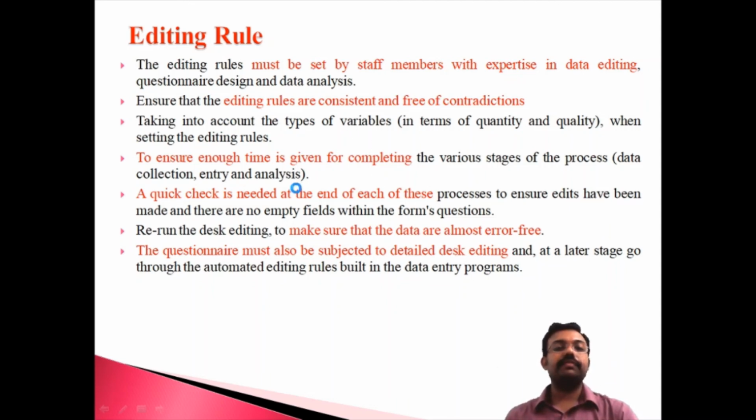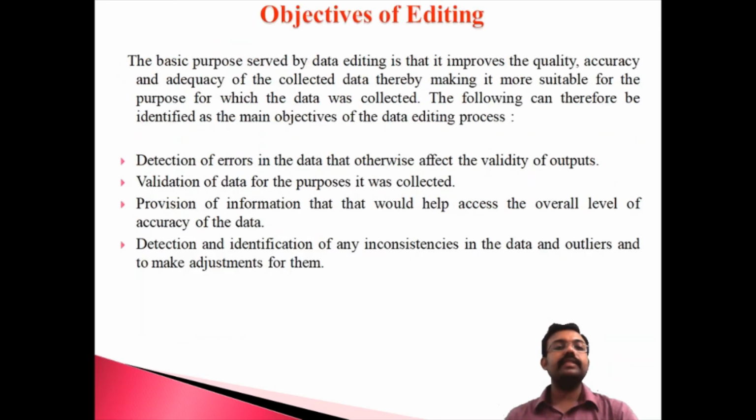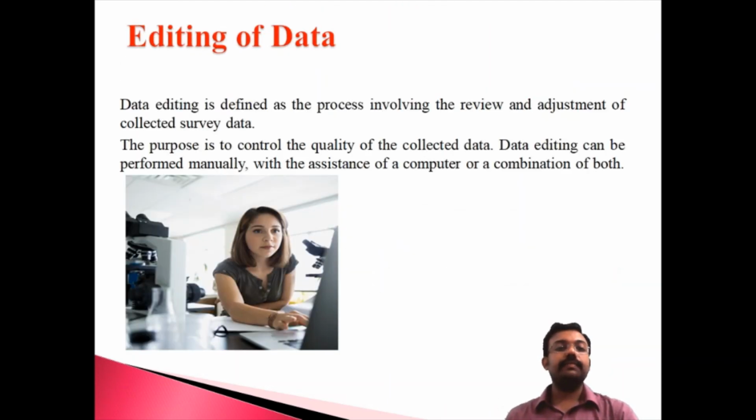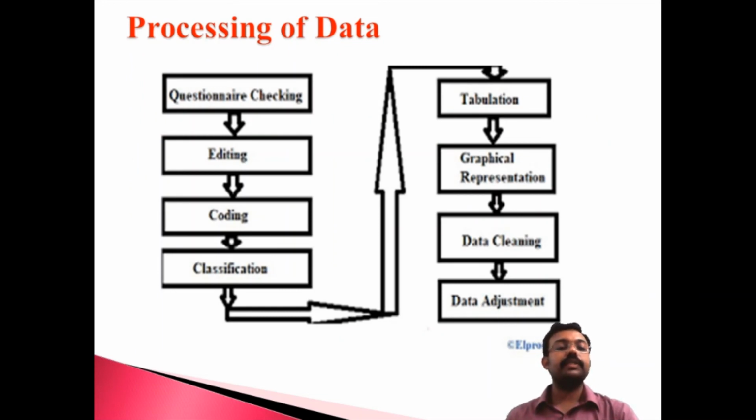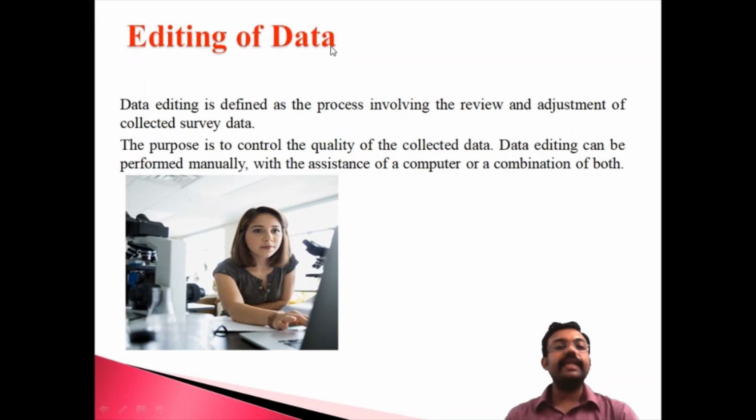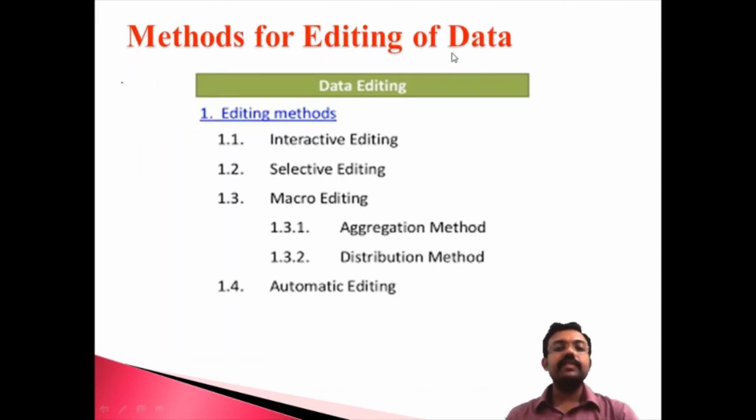Let me conclude. First we discussed what we mean by processing of the data. The processing of the data means you start with the preparation of the questionnaire, and you collect the data, and you edit, you code the data, classification, tabulation, graphical representation, data cleaning, and data adjustments. The first one is what we mean by the editing of the data. Editing is a process involved in the review and adjustment of the collected data. And there are different methods of editing: interactive editing, selective editing, macro editing, and automatic editing. From the macro editing point of view, there are the aggregation method and the distribution method.